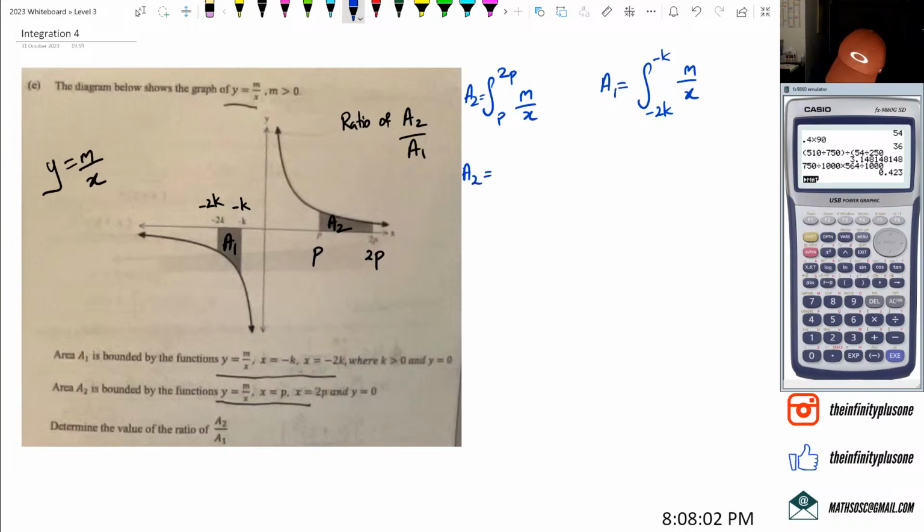So a2 is equal to m ln of x, and that's between 2p and p. So I'm going to work this out first. Am I missing anything here? M ln of x? No, that's basically it. So then a2 is equal to m ln of 2p minus m ln of p.